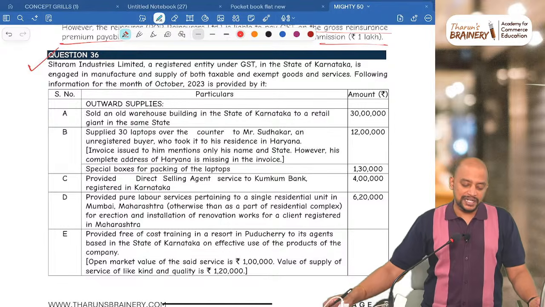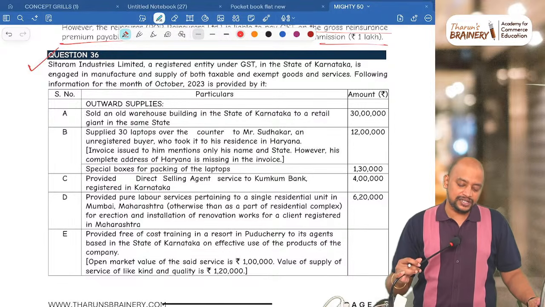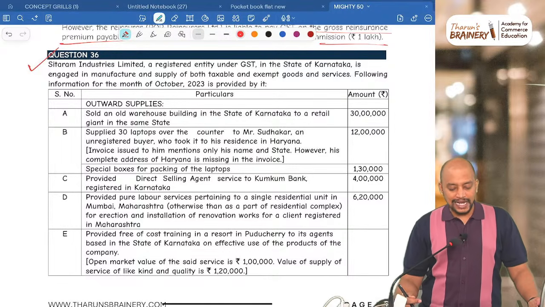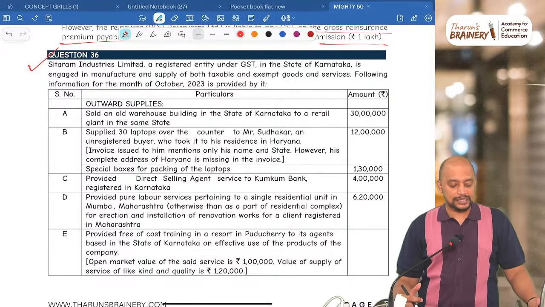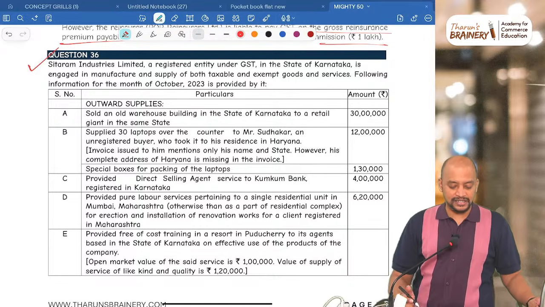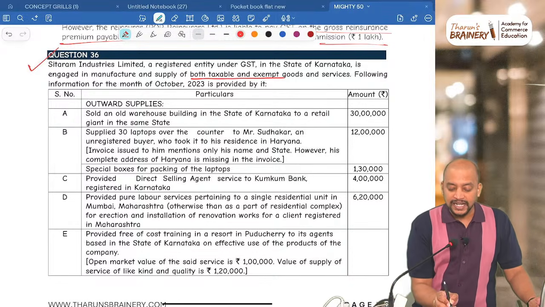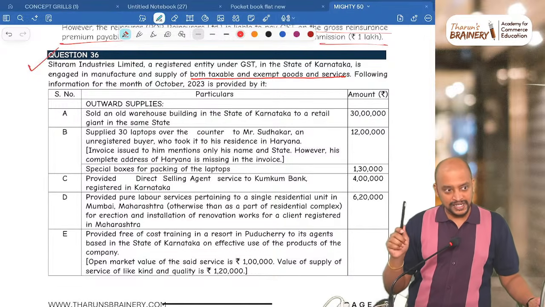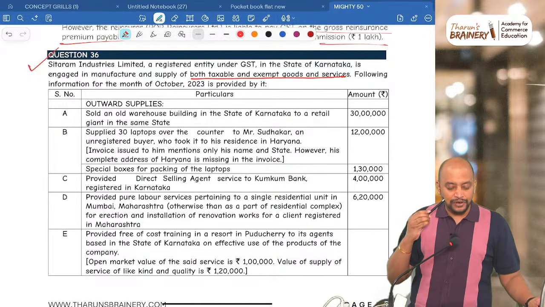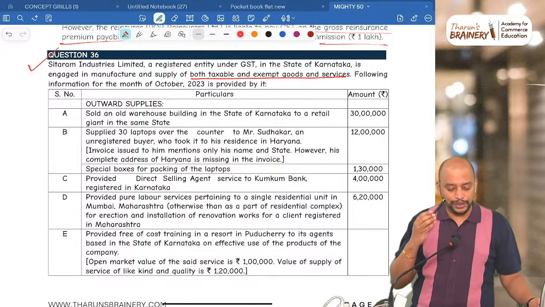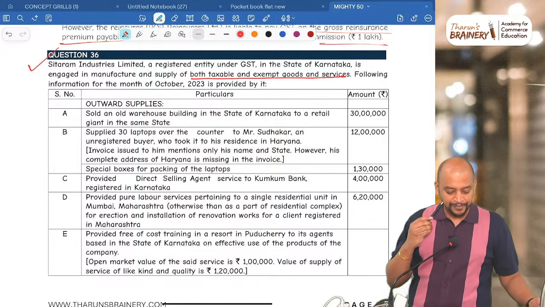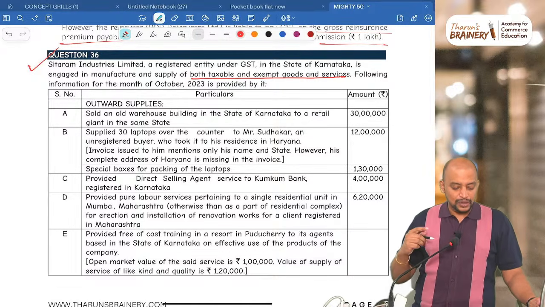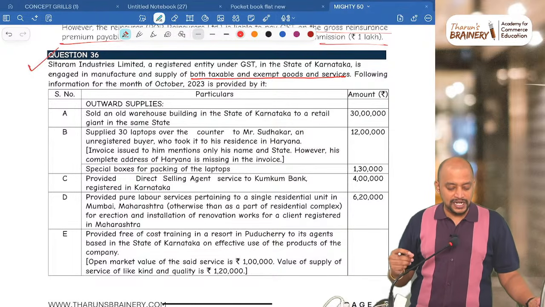Sitaram Industries Limited, a registered entity under GST in the state of Karnataka, is engaged in manufacture and supply of both taxable and exempted goods and services. Means common credit, reversal, all those things will be there. The following information for the month of October 2023 is provided. Outward supplies: sold an old warehouse building in the state of Karnataka to a retail giant in the same state.